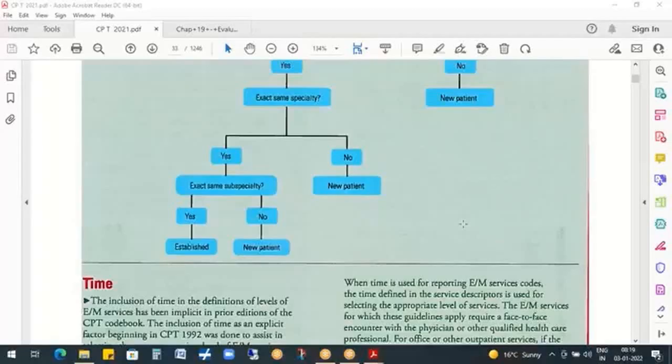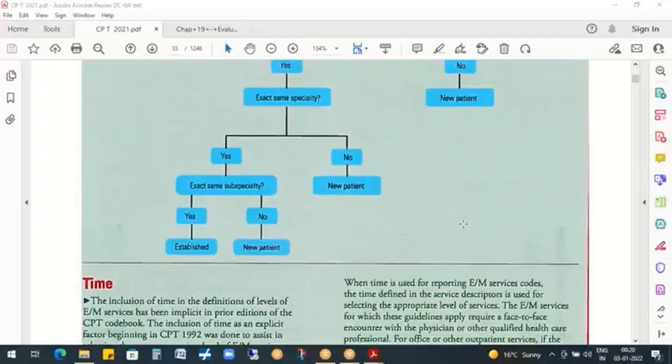Now this patient is coming for the second time. The initial visit was done by physician A. Physician A is not available. On behalf of physician A, physician B is covering services to the patient. To that physician B, what is he, new or established? Again, I am repeating the question.